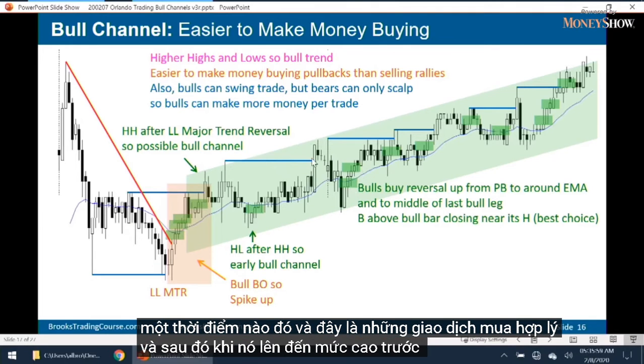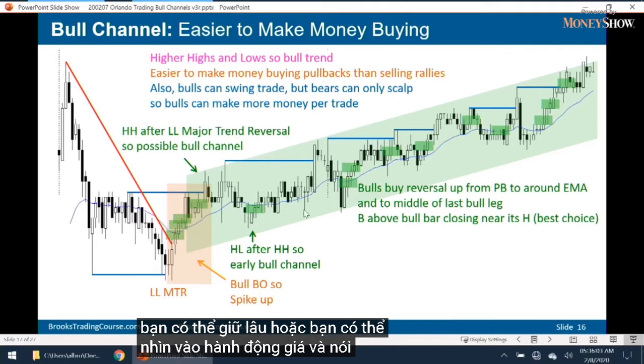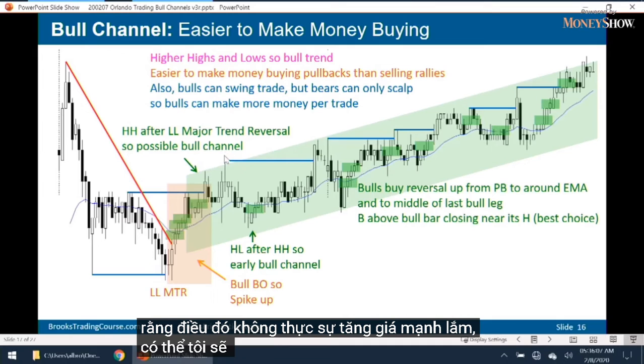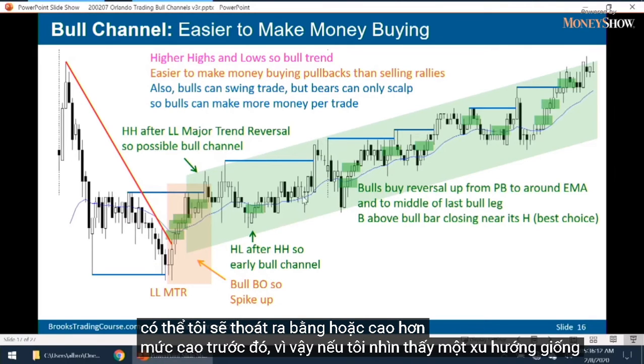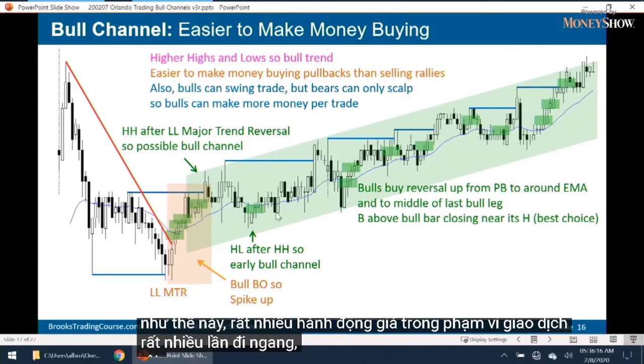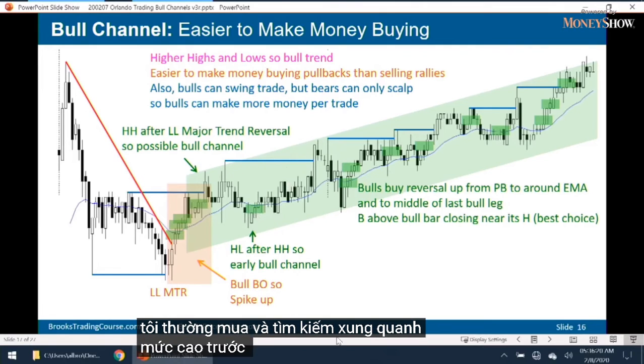And then when it gets up to the prior high, you can either hold long or you can look at the price action and say, that's not really very strongly bullish. Maybe I'll exit at or above the prior high. So if I'm seeing a trend that looks like this, a lot of trading range price action, a lot of times going sideways, I'll typically buy and scalp out around the prior high.